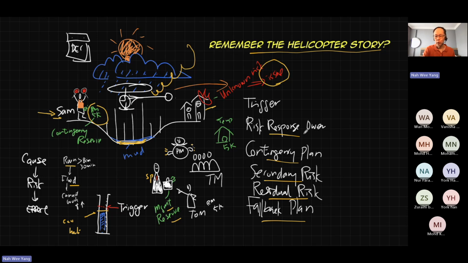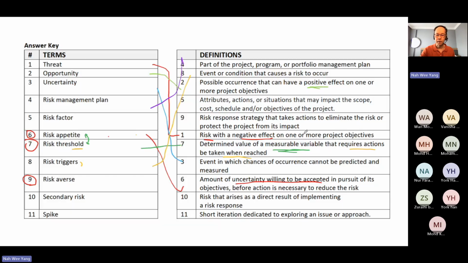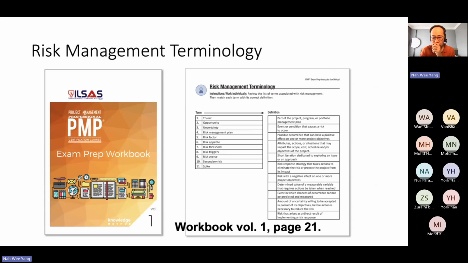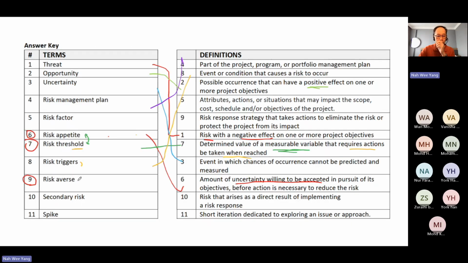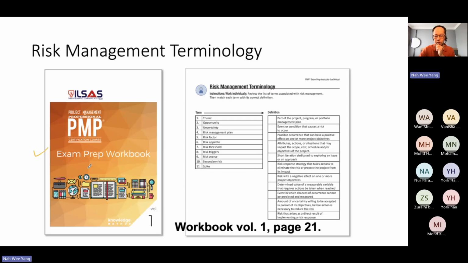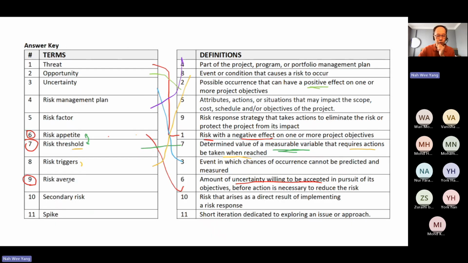So this is very much a quick recap of what you've gone through in the class about that helicopter story. So these terms, remember: appetite, threshold, and the triggers, and then the risk averse. I think in your book it's something quite different. I can't remember which one, but I think it's not risk averse. I think it's called risk avoidance or something, in this book. So it's not risk avoidance, I think you should change it.